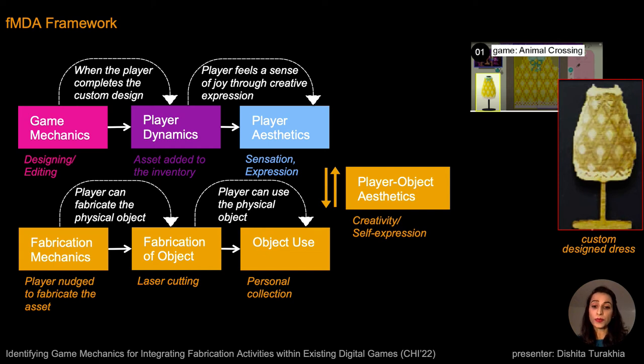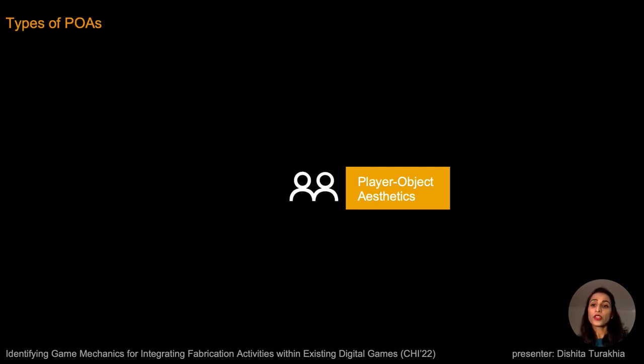From the designer's perspective, the player object aesthetics are an important design component because they can add new experiences within the existing games through fabrication. And because of their personal association with the object, the player might be motivated to play the game differently. So what were some of the new player object aesthetics that emerged through our analysis?